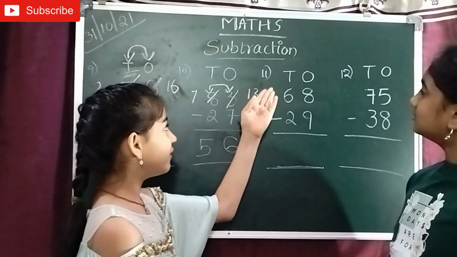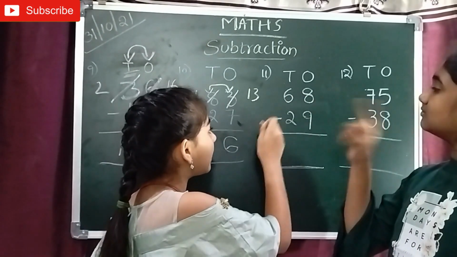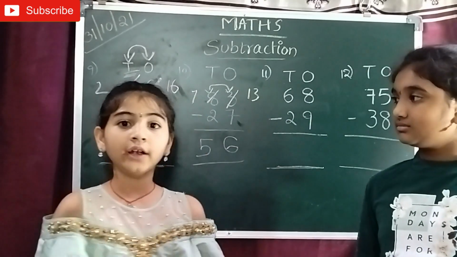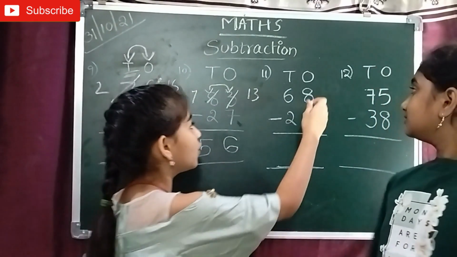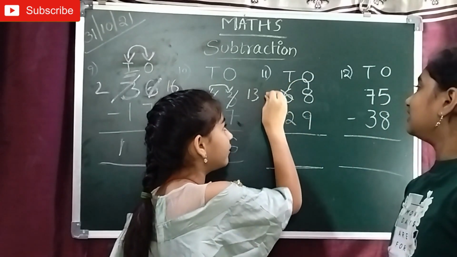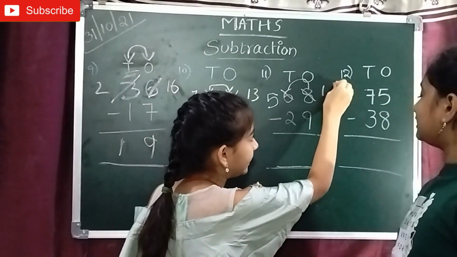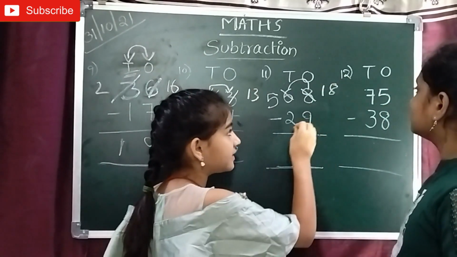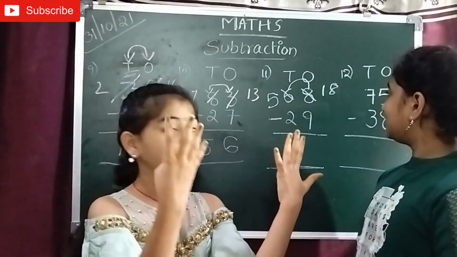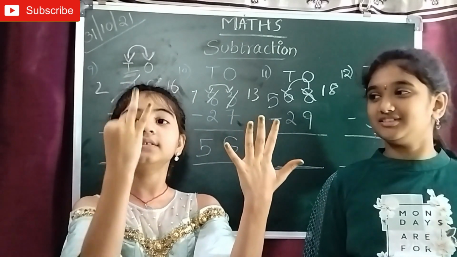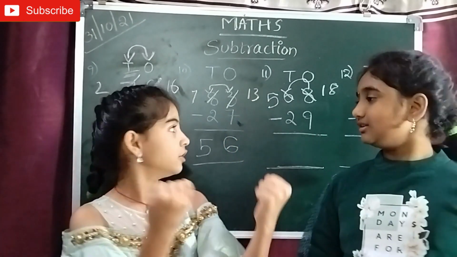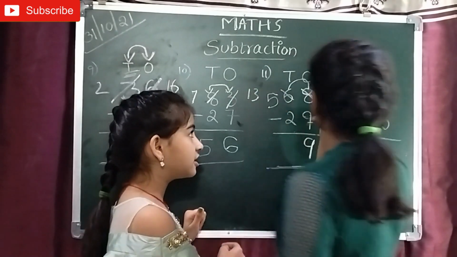Now let's move on to the 11th example, that is 68 minus 29. In the ones place there is 8 minus 9. So it cannot be subtracted. So we should borrow from the tens place, and 6 will be 5 and 8 will be 18. So 18 minus 9. 17, 16, 15, 14, 13, 12, 11, 10, 9. So we should write 9 in the ones place.